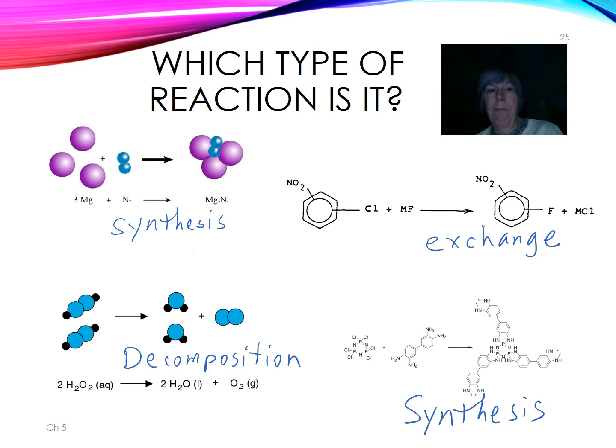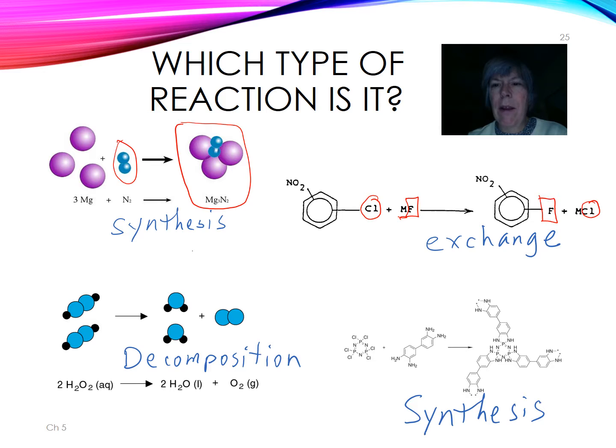Here are the answers. The first equation was a synthesis reaction. That was quite easy to see that the 3 magnesium atoms and the 1 nitrogen molecule were combining to form a big molecule of magnesium nitride. The next reaction is an exchange reaction. You notice the chlorine here, it is now over here with the M, and the F, the fluorine, is now there. So the chlorine and the fluorine switched places in an exchange reaction.